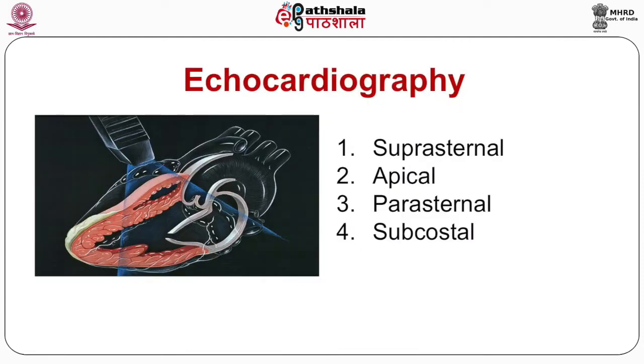The different parameters that can be assessed on echocardiography are the size of the different chambers of the heart, the motion of the different heart valves, and the different walls of the heart. The aortic, the pulmonary, the mitral and tricuspid valves: what is the structure of these valves, what is the motion of these valves can be seen. Also, the amount of blood which is there in different chambers of the heart at different time points can be visualized.